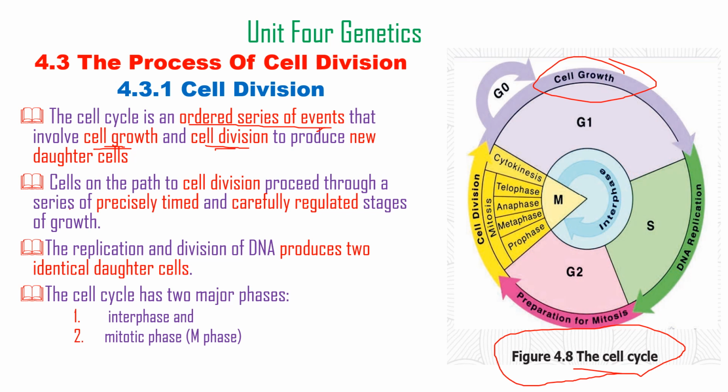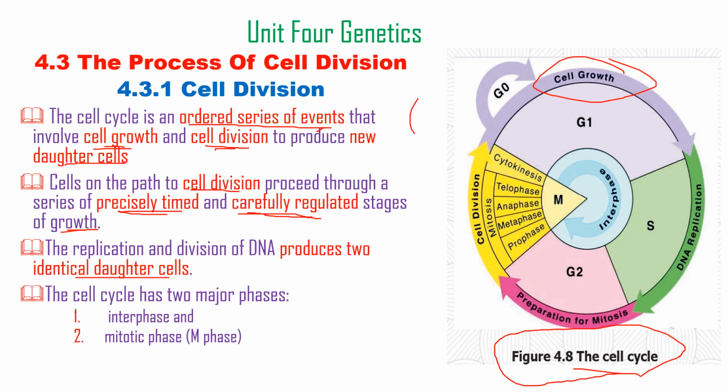Cell growth and cell division produce new daughter cells. Cells on the path to cell division proceed through a series of precisely timed and carefully regulated stages of growth. So the replication and division of DNA produces two identical daughter cells, as I told you before.